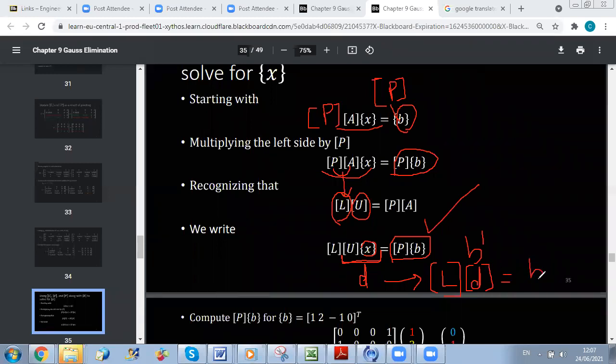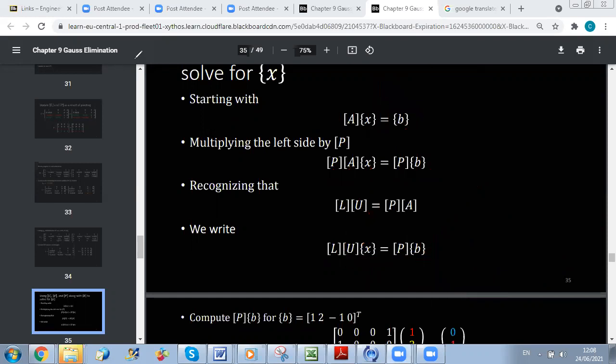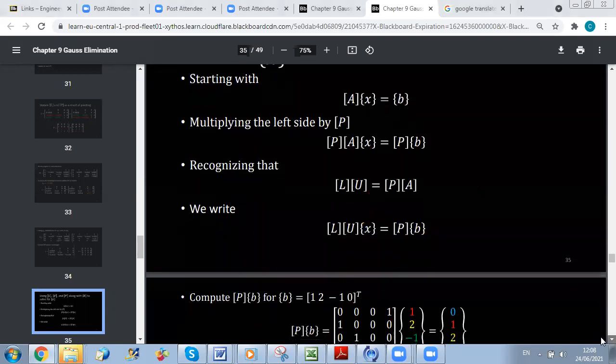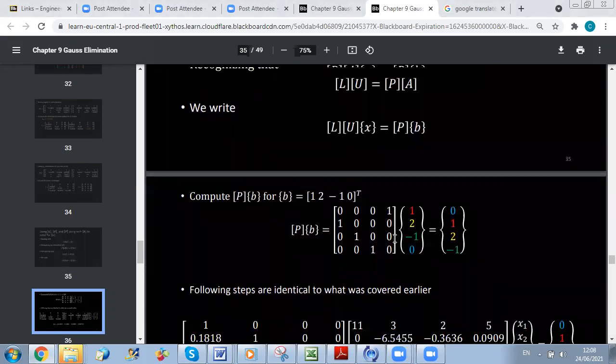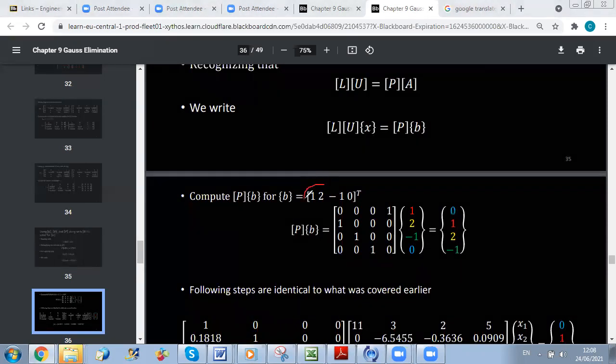We'll do it in an example to see how. Once we find D, then we say that D is U times X, and we solve for X by backward substitution. So let us go in detail over this method in this example. First, I want to solve A times X equals B, and vector B is given by the transpose of 1, 2, minus 1, 0. So vector B is 1, 2, minus 1, 0 in a column.